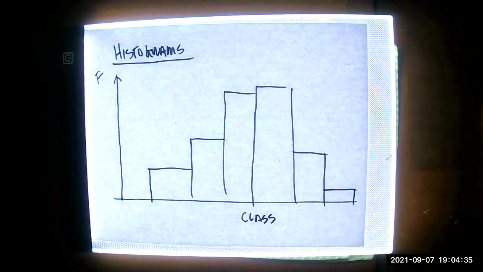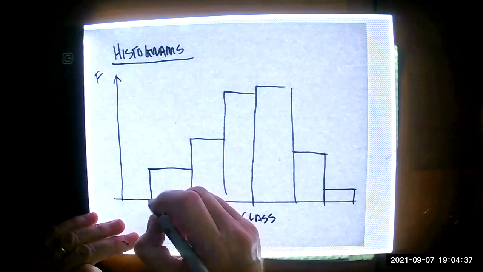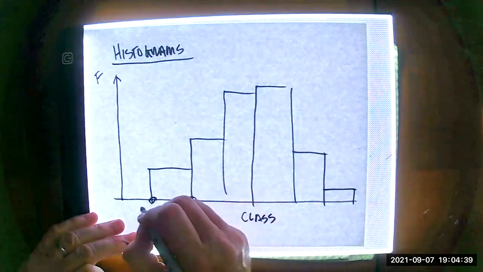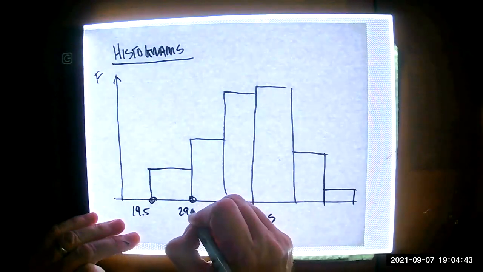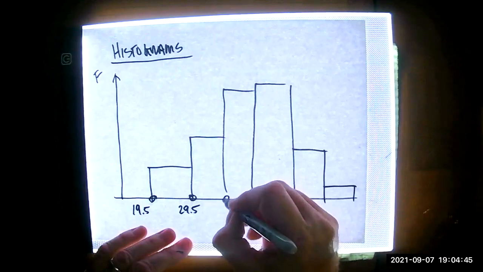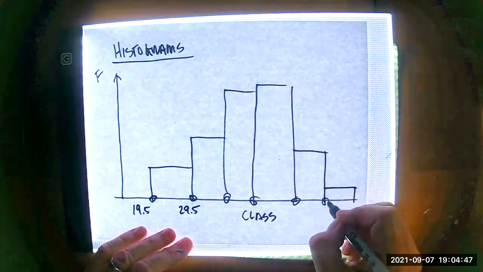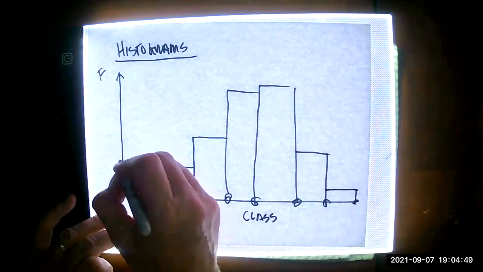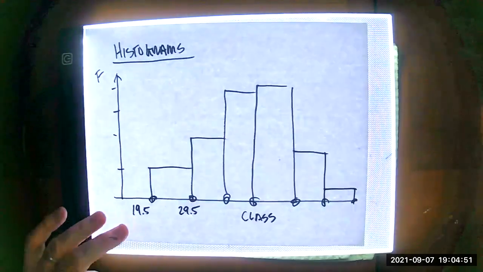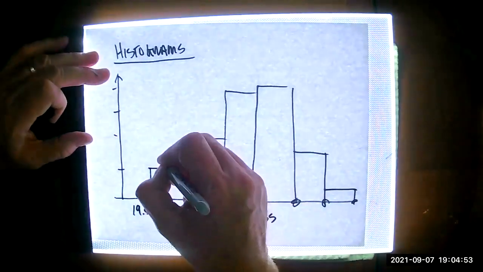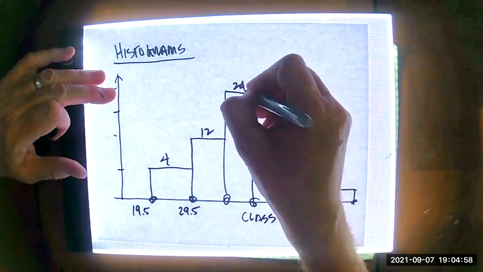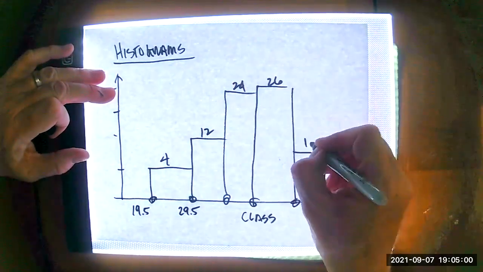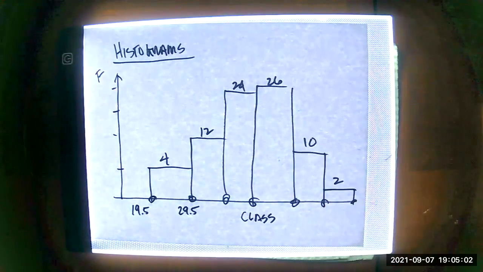So those are class boundaries. For example, the class boundary here goes from 19.5 to 29.5, and they continue. I'm not going to put them all in. And then you've got your scale out here on the left. The first class had 4, then we had 12, 24, 26, 10, and 2.